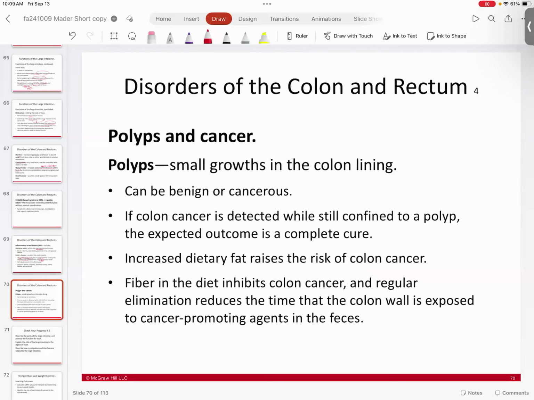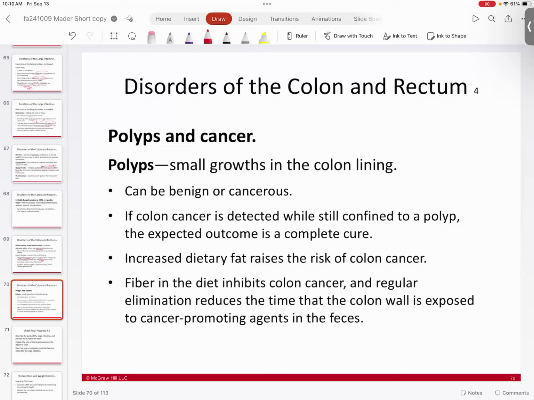Polyps and cancer, right? So basically, a polyp is a small growth in the colon lining. They can be benign, just like a little bump on your skin, which is no big deal. Or they can be cancerous because they're due to overgrowing cancerous cells. Typically, if colon cancer is detected, sometimes it's confined to a polyp, but sometimes you'll basically screen for these polyps.